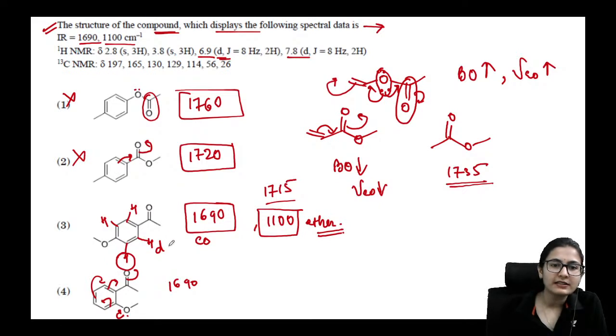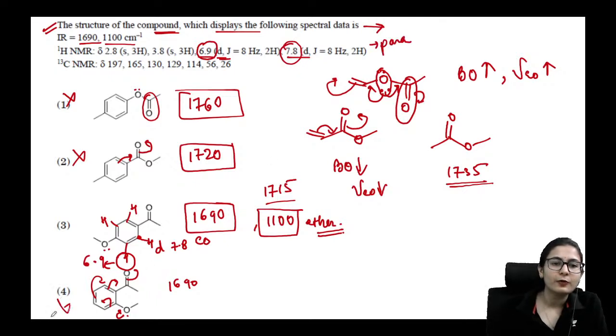What value will this one have? It will be 7.8, because where is it? Beta position to the carbonyl, so more electron deshielded. This one is going to be 6.9. This is electron rich because oxygen is giving electron density. Okay, so only two values in the aromatic region, which means para substitution.